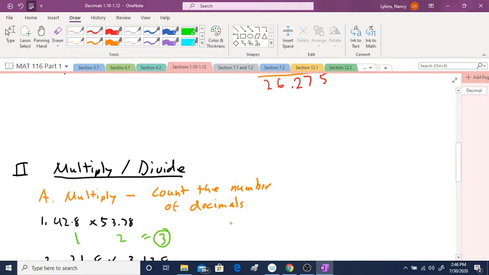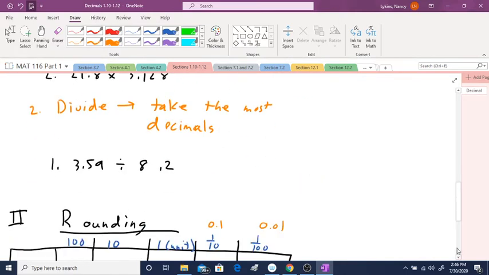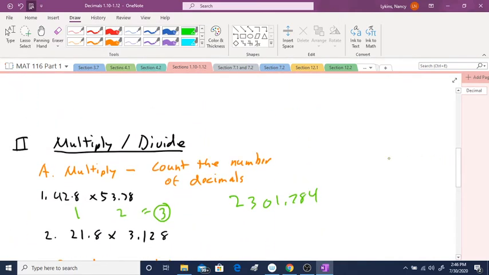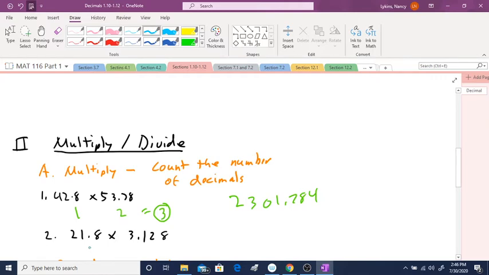So if we put this in our calculators, you should get 2301 point, let me look, 784. My second one, I have 1, but then I also have 3, so for my answer I'm going to have 4. So if I multiply these together, you should get 68.1904.